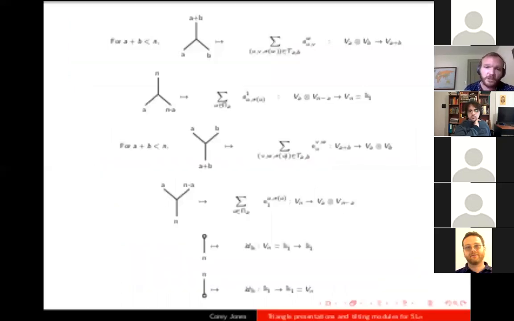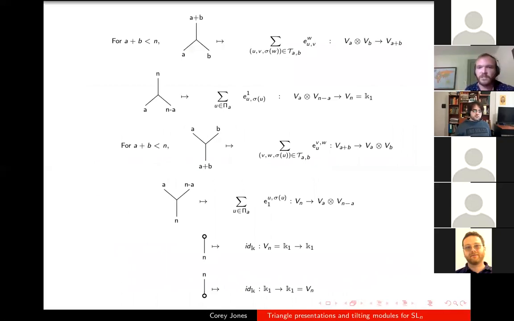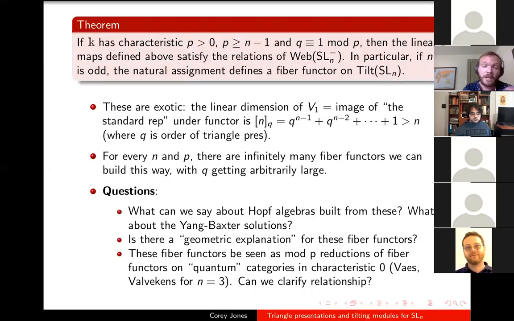So the same story goes here. You could just define these maps in characteristic 0, and they generate some kind of tensor category, and somehow when you reduce them mod 3, they're giving you fiber functors for tilting modules of SLN. So the question is, can you clarify the relationship? In particular, can you use the fact that the mod P reductions give you fiber functors for SLN to understand the original characteristic 0 categories, or vice versa? Can you use the characteristic 0 categories to really understand these fiber functors?